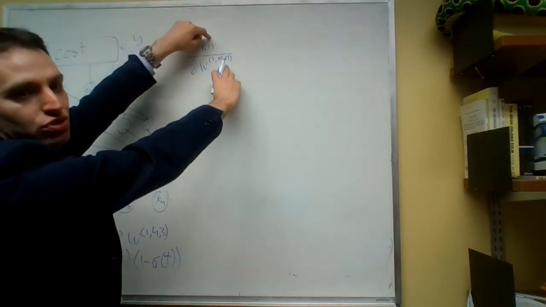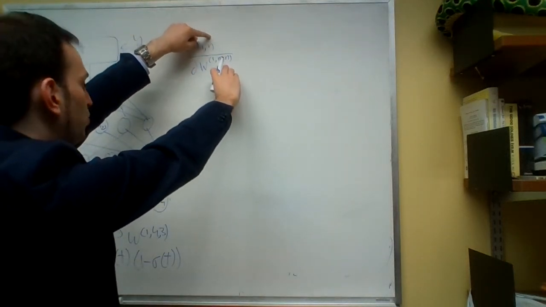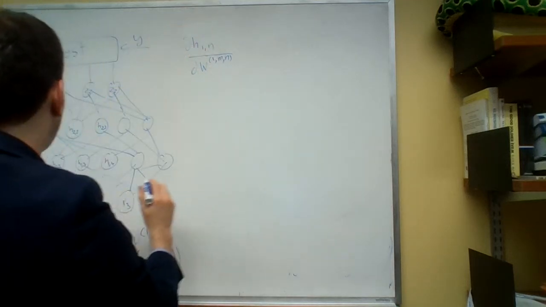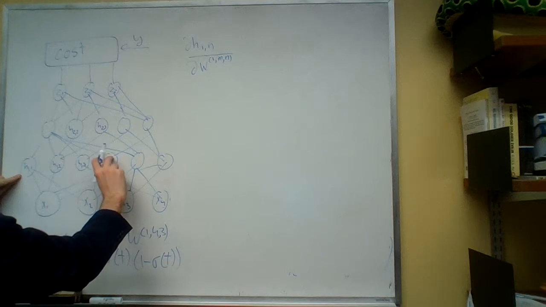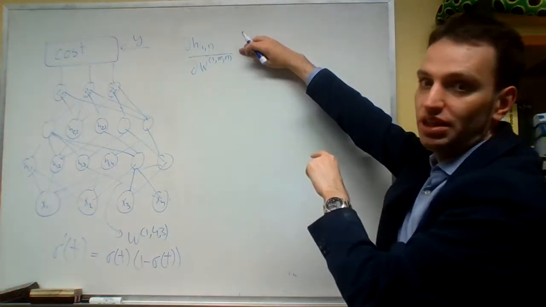Those guys, they have to match. Otherwise, the derivative will just be 0. Because, for example, if you change this weight, well, it's not going to affect this unit at all. So the derivative would just be 0. That's not interesting. So what we are trying to compute is this guy.